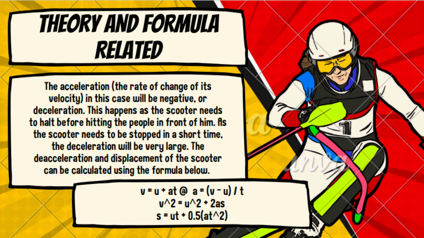The acceleration and displacement of the scooter can be calculated using the formulas below. The first one, v = u + at, or a = (v - u)/t. The second one, v² = u² + 2as. And the last one, s = ut + ½at².